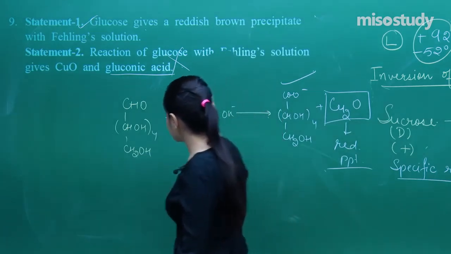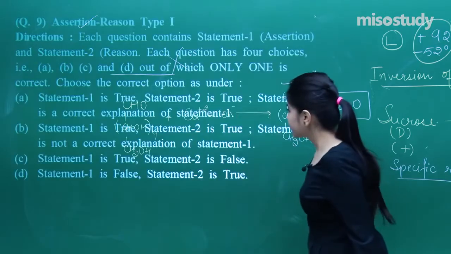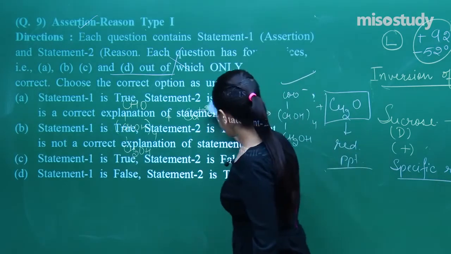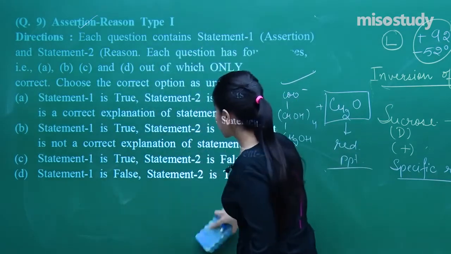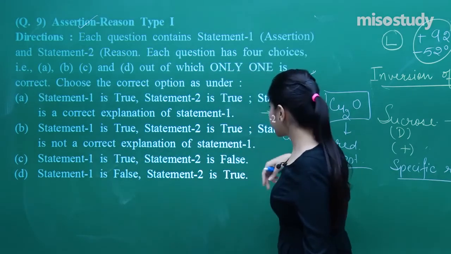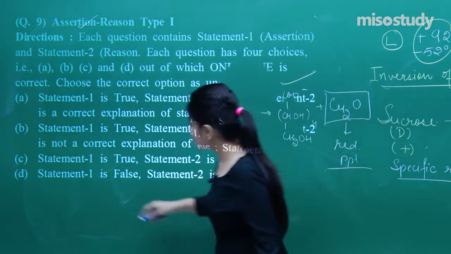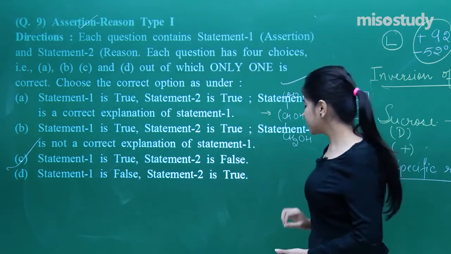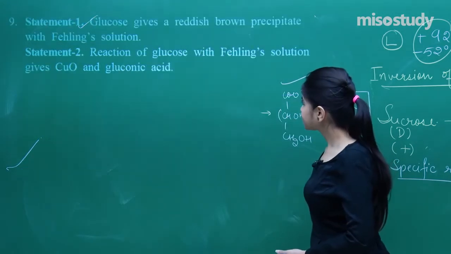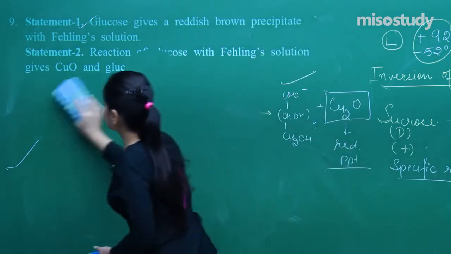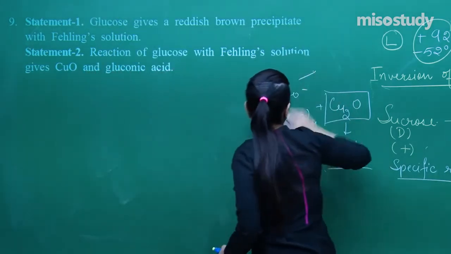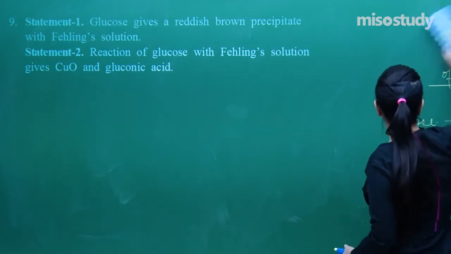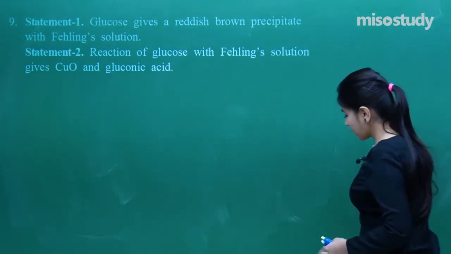That means we are choosing what kind of an option? We will be choosing the option having statement 1 is true, statement 2 is false. That means C is the answer over here. I hope everybody has followed. It's a pretty simple question. So the reducing properties of sugars, questions of this type are frequently repeated in the exam.